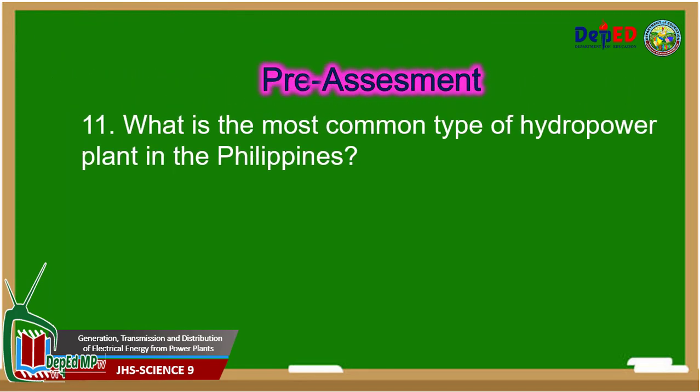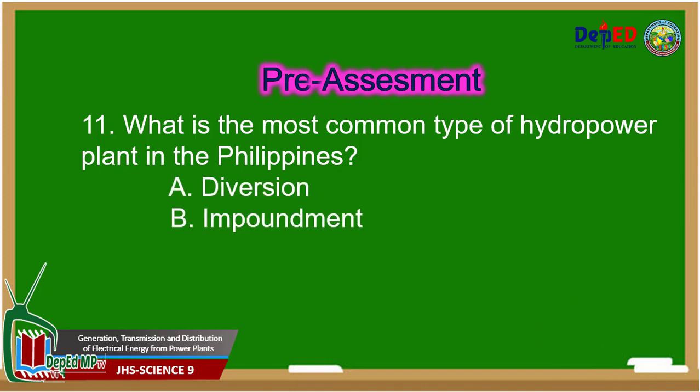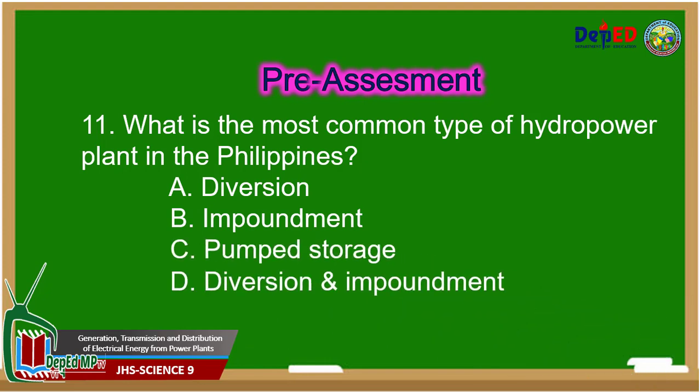11. What is the most common type of hydropower plant in the Philippines? A. Diversion. B. Impoundment. C. Pump storage. D. Diversion and impoundment.